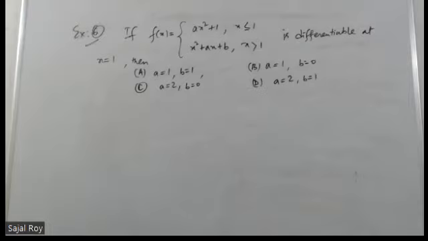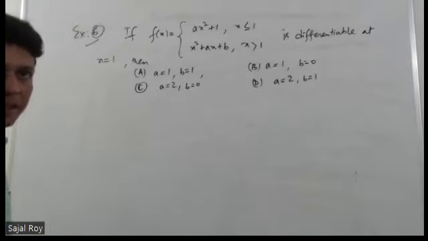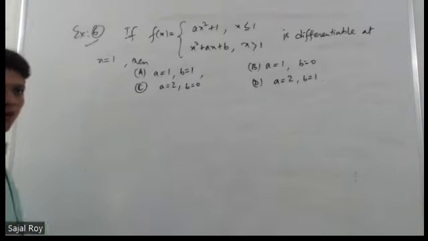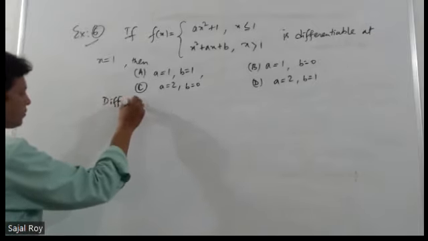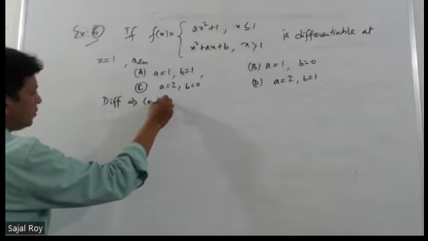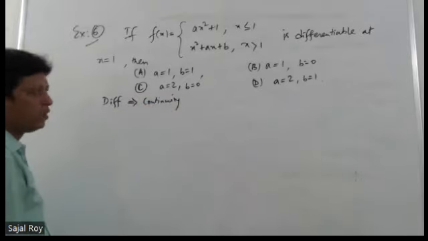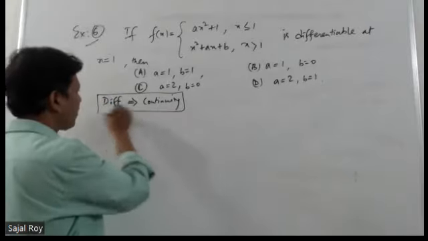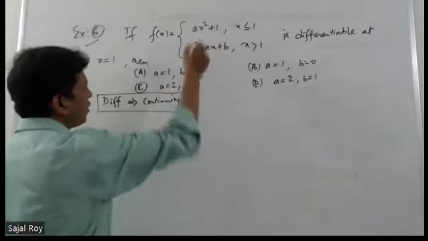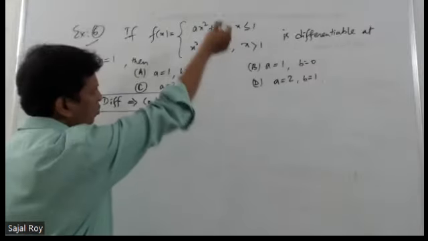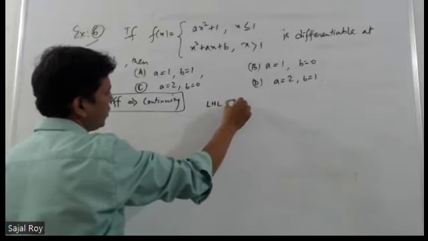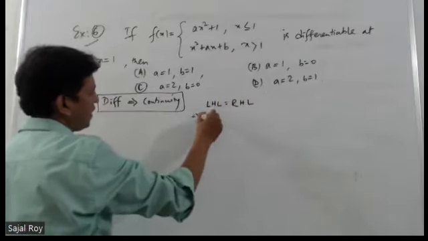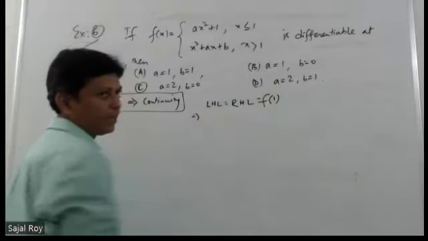Differentiability implies continuity, but the converse is not true. Continuity does not ensure differentiability. So, continuity is a very important part. There is one point only, x equal to 1. You have to check that left hand limit equals right hand limit, and that equals the functional value at 1. That is the continuity.